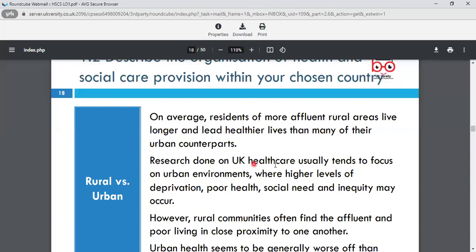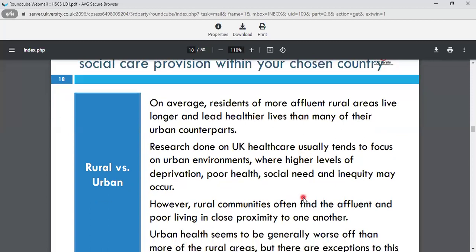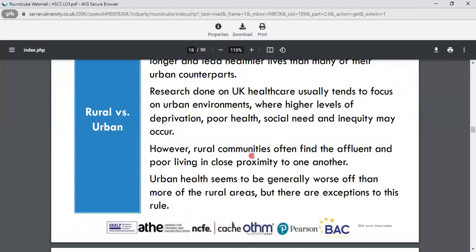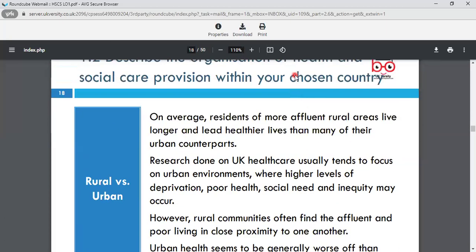Research done on the UK healthcare usually tends to focus on urban environments where there are higher levels of deprivation, poor health, social need, and inequity. But when we talk about the rural communities, they often find the affluent and poor living in close proximity to one another. So this is in contrast to what is generally seen in research on average.